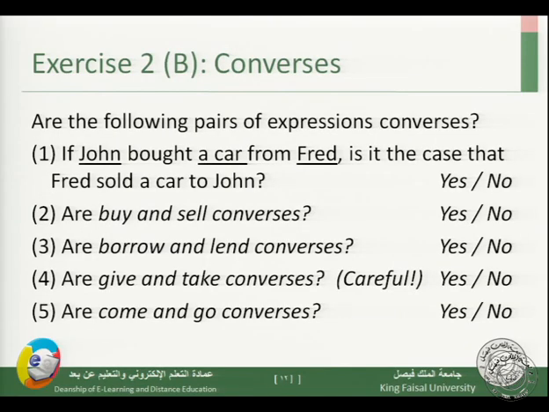The second exercise about converses. Here are the following pairs of expressions, more or less the same as the previous one. The difference between these converses and the previous one is that here we have 3 references. In each of these we have 3 references. So for example, number 1, buy and sell, we have 3 references, which are John, a car, and Fred. If John bought a car from Fred, is it the case that Fred sold a car to John? Yes. So these are converses, and number 2 is basically the same one. So are buy and sell converses? Yes, buy and sell are converses.